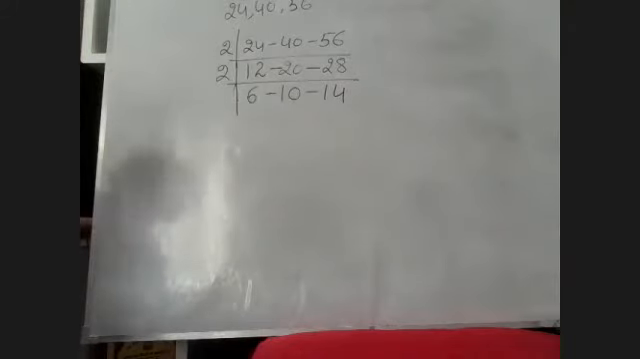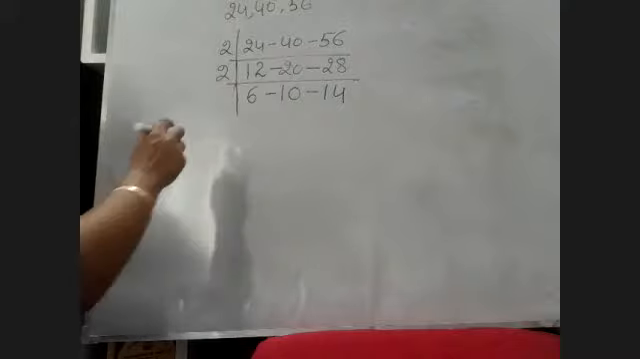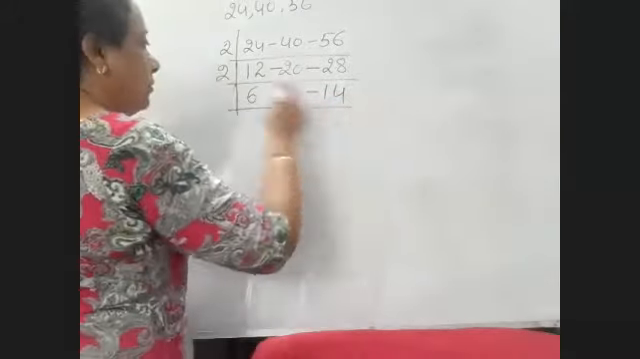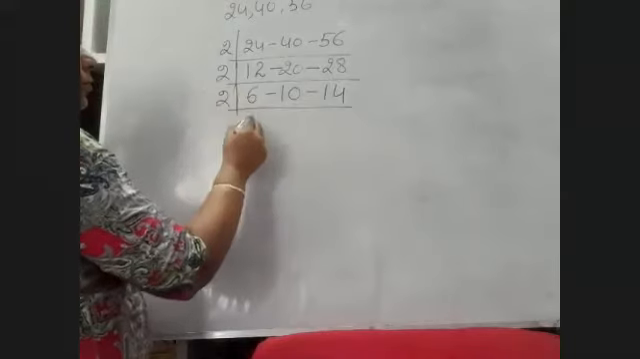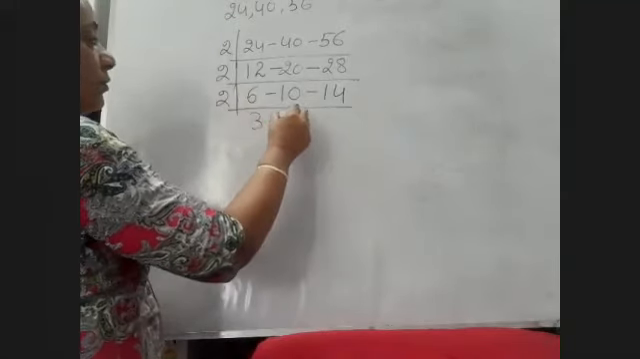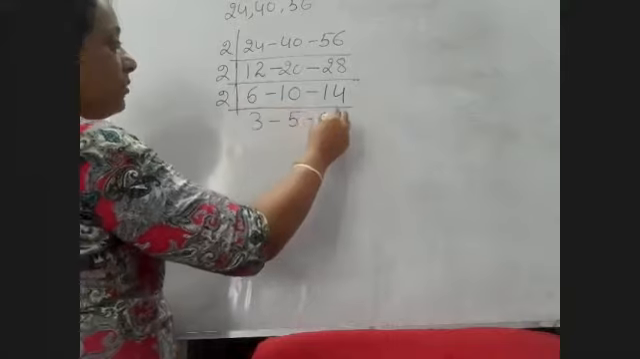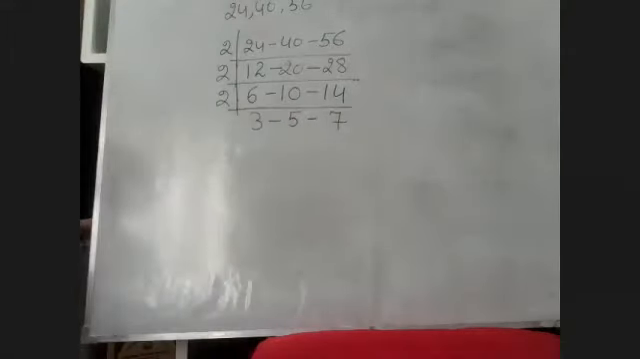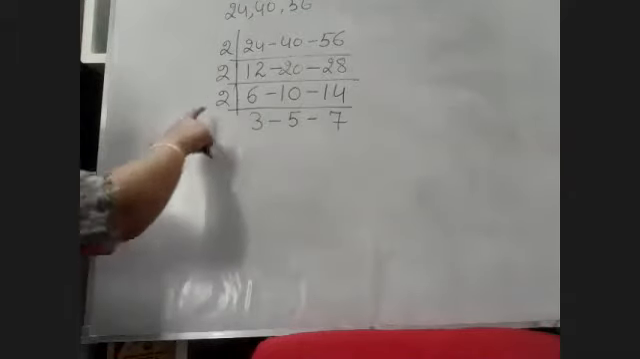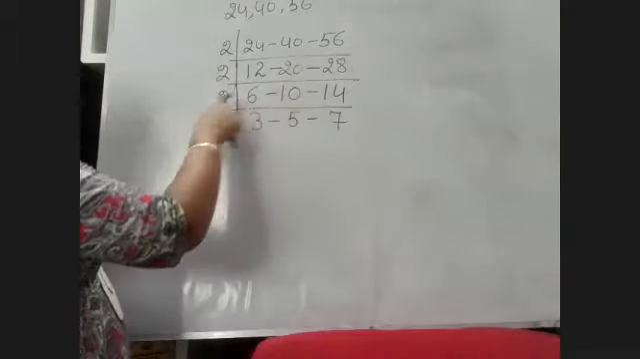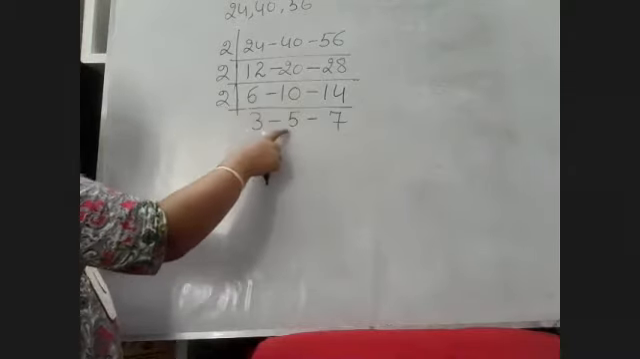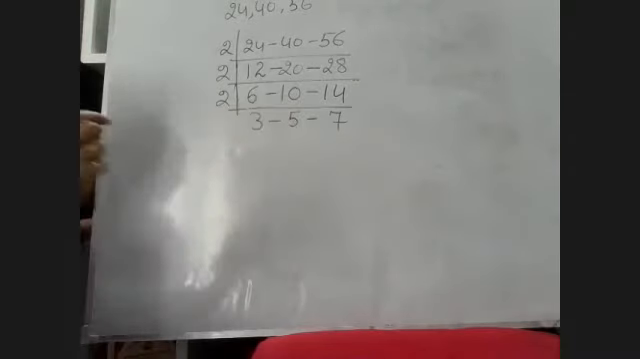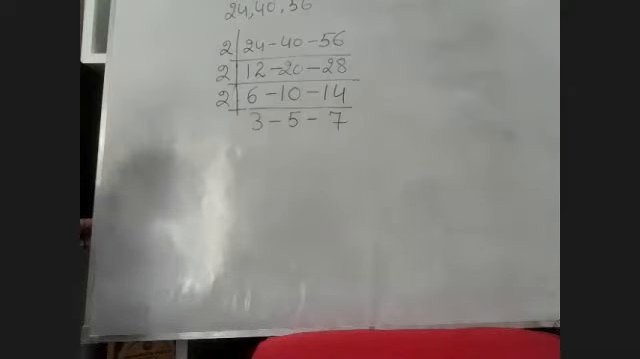Again, students, 6, 10, and 14 are even numbers. So once again, divide by 2. 6 divided by 2 is 3, 10 divided by 2 is 5, and 14 divided by 2 is 7. Now, in the third step, when we divide 6, 10, and 14 by 2, we get 3, 5, and 7. Yes, friends. Now, our numbers 3, 5, and 7 are not multiples of any one number.